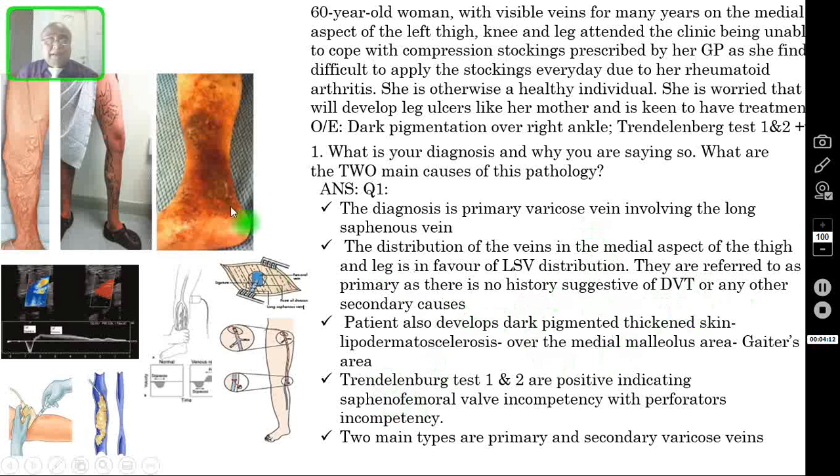The patient also developed dark pigmented thickened skin, see here, which is known as lipodermatosclerosis, over the medial malleolus area here, and this area is called Gaiter's area. Trendelenburg tests 1 and 2 are both positive, indicating both saphenofemoral valve incompetency as well as perforator incompetency. The two main types of varicose veins are primary varicose veins and secondary varicose veins. So our patient most probably has primary varicose veins.